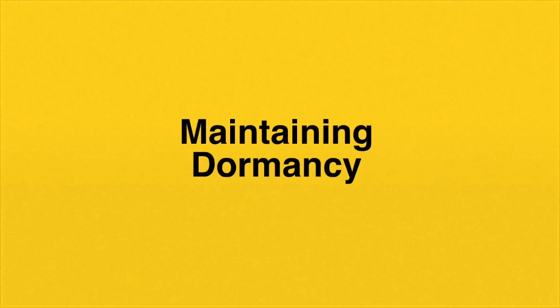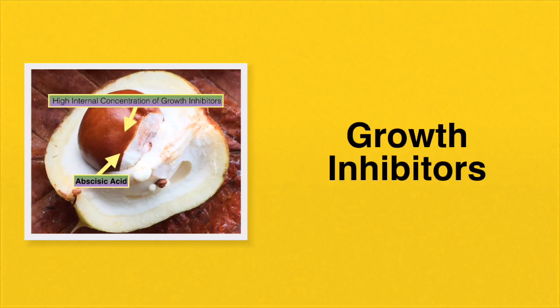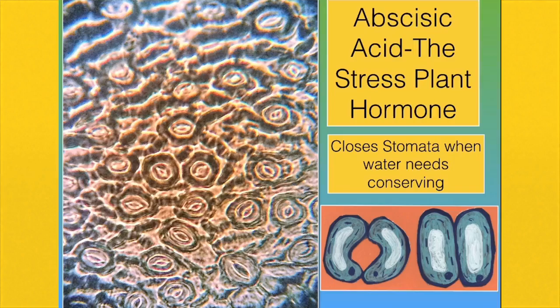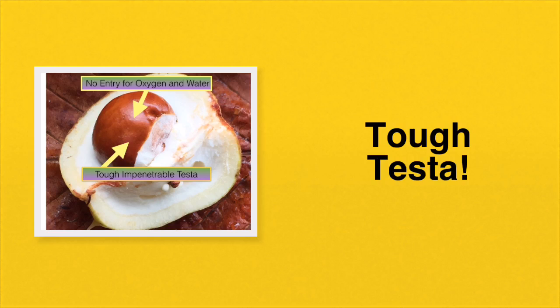The presence of particular growth inhibitors can be responsible for maintaining dormancy. For example, abscisic acid. This maintains dormancy in some seeds. And just a bit of revision, abscisic acid is a growth inhibitor and it's known as the stress plant hormone. It basically is responsible for the stomata closing in times of drought. More often than not, what maintains dormancy is a tough, impenetrable testa. It's a testa that simply is so tough, oxygen and water cannot enter.